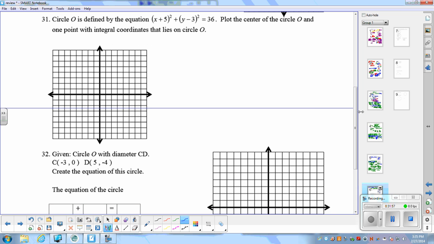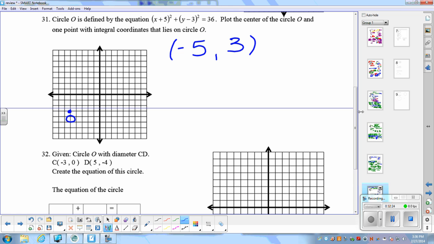All right, circle O is defined by the equation (x + 5)² + (y − 3)² = 36. Plot the center of the circle. Well, I have that. I just need to take it out from my equation. Since I had x + 5, I know my center will be (−5, 3), looking at my two parentheses. So I plot that, (−5, 3).